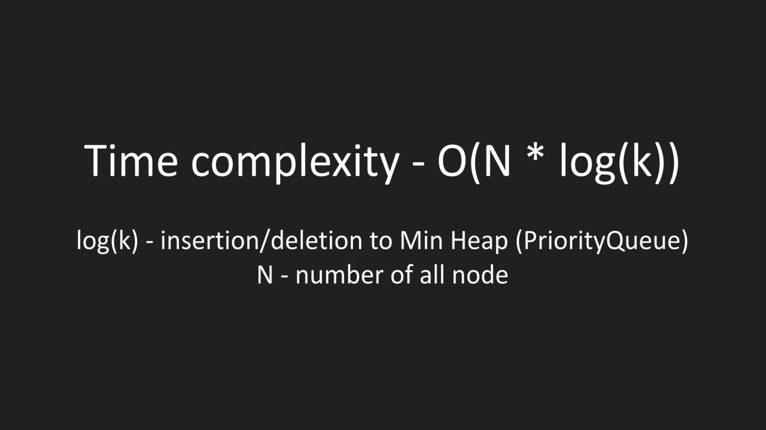What is the time complexity in this case? The time complexity is n multiplied by log k. Log k is the cost of the insertion and deletion operations on the minimum heap. We are going to implement that in Java. In Java, the implementation of a minimum heap is a priority queue, and the operation cost is log k, for adding and removing an element. Also, n is the number of all nodes in the lists. So let's say that list 1 has 5 nodes, list 2 has 10 nodes, and list 3 has 15 nodes. Then n in that case is equal to 30, all nodes.